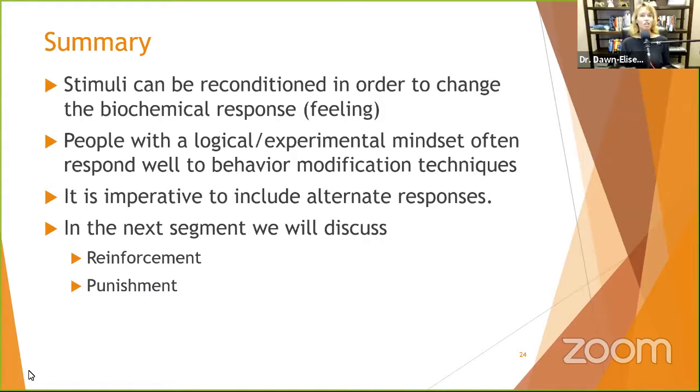So we can teach ourselves to not be afraid of things by providing new information that educates us that this is not a threat. People with a logical or experimental mindset often respond well to behavior modification techniques. So you can help them do an A/B trial. When this is in your environment, or when you don't sleep well, how do you feel? And when you do sleep well, how do you feel? So you draw the conclusion. It's also empowering to them because it's not some magic that we're doing. We're helping them see that it is within themselves, and it's developing self-awareness of what triggers their moods that can help them keep moving forward.